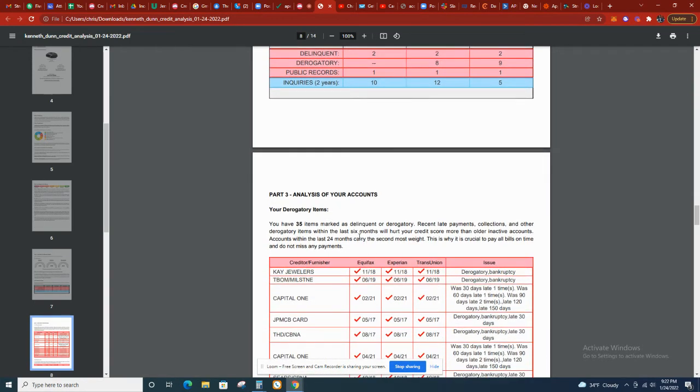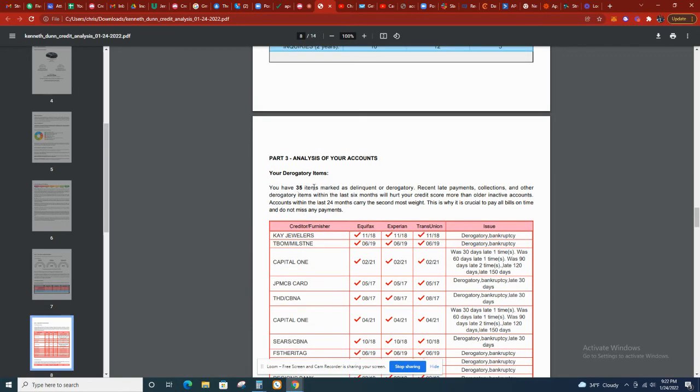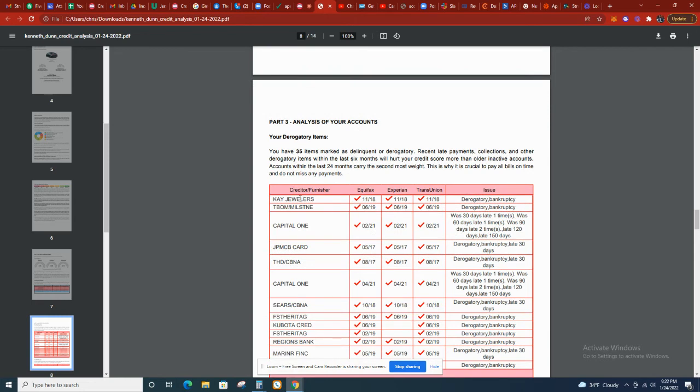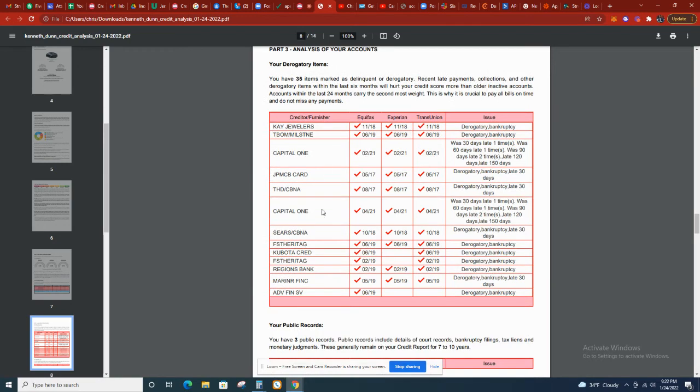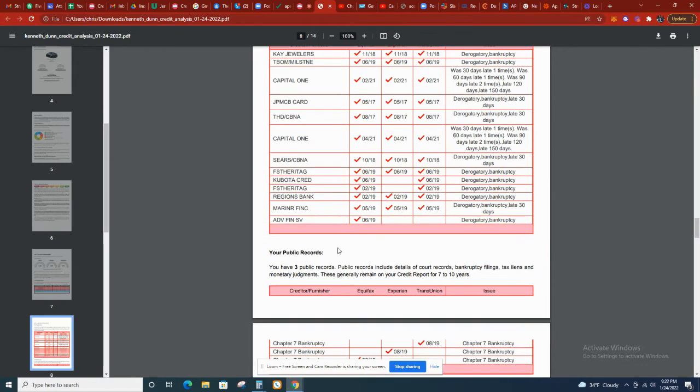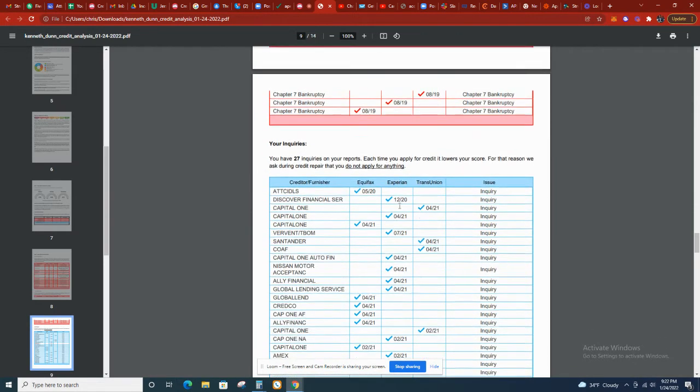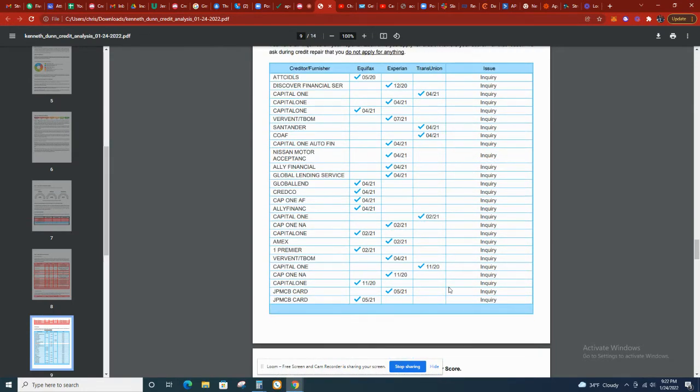With that being said, you have roughly 35 negative items that are impacting your credit scores. You have this K Jeweler, you have T-Mobile, all included in a bankruptcy. You have some lates. You have one time late with Capital One, one time 60-day late with Capital One, 90-day late, right? And you're just basically reviewing everything that's wrong with their credit. You also have 3 public records. Here are your tons of inquiries.